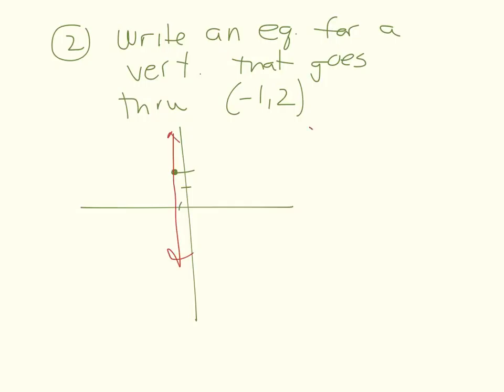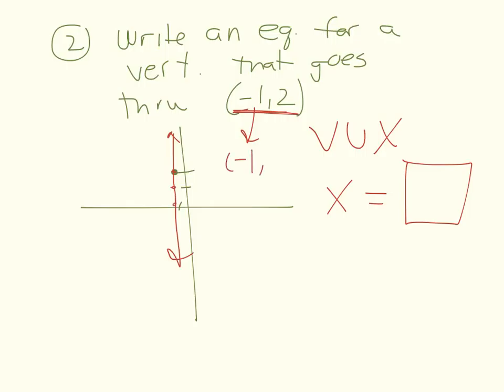So a vertical line tells me I'm dealing with VUX, which would tell me my equation is going to be x equals some number. Well, in this case, the x on this one is -1, and it turns out that every point on this line has an x of -1. So x is always -1, and therefore my equation of that line is x equals -1. And that should help you with getting the equations of vertical and horizontal lines.